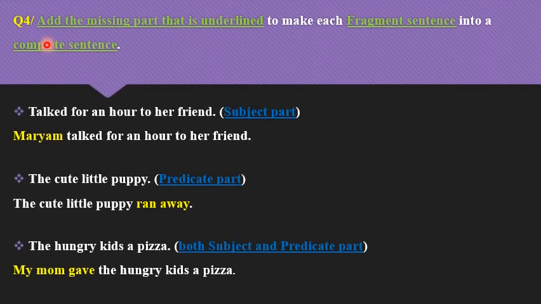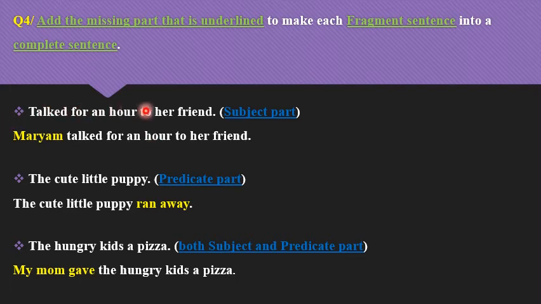Question 4. Add the missing part that is underlined to make each fragment sentence into a complete sentence. So what are you going to do here? You're going to make these fragment sentences complete sentences. How? By adding the missing part that you have right here.